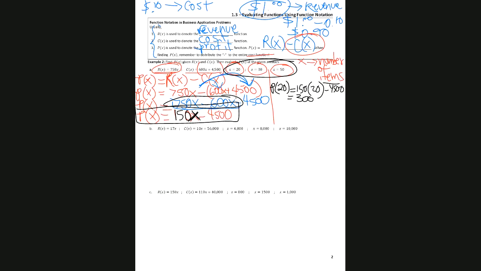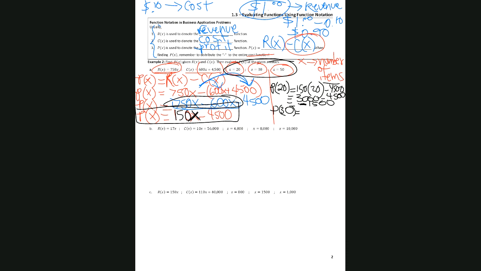And then minus 4,500. And so in this case, we're going to get negative 1,500. And so is it okay to have a negative profit? Well, it's not okay, but yeah, it could happen. And so that means that this company, whoever's making those items, is actually losing money. The cost is higher than the revenue.